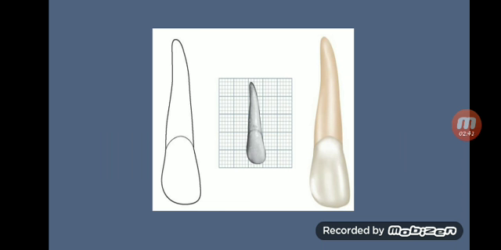Here you can see the maxillary lateral incisor, which consists of a single root, and the apex is sharper and it is wider labiolingually than mesiodistally.